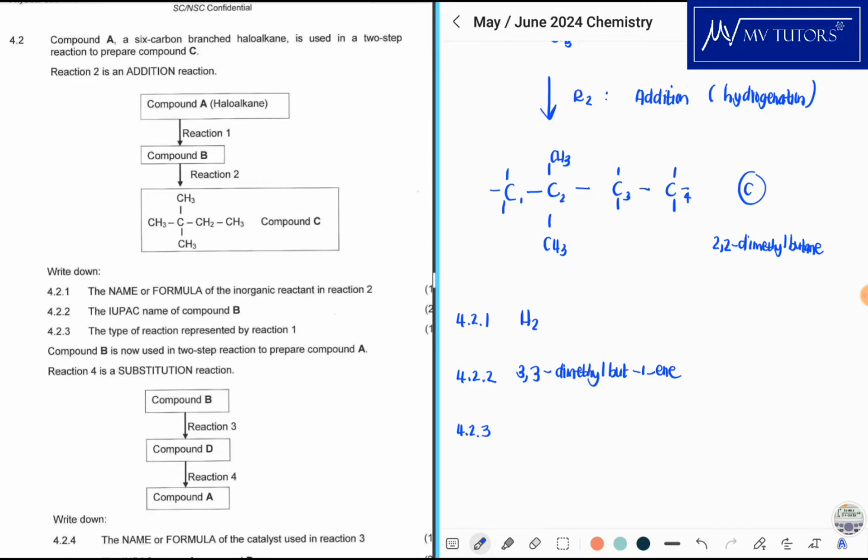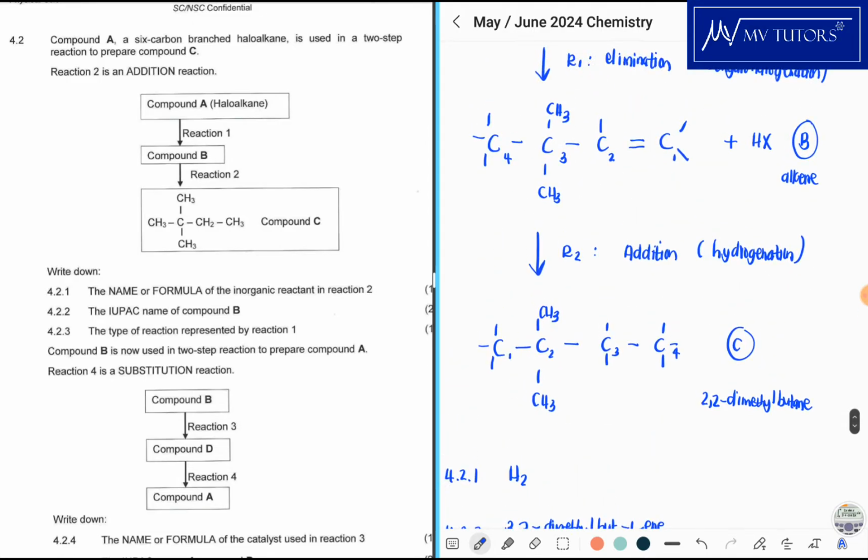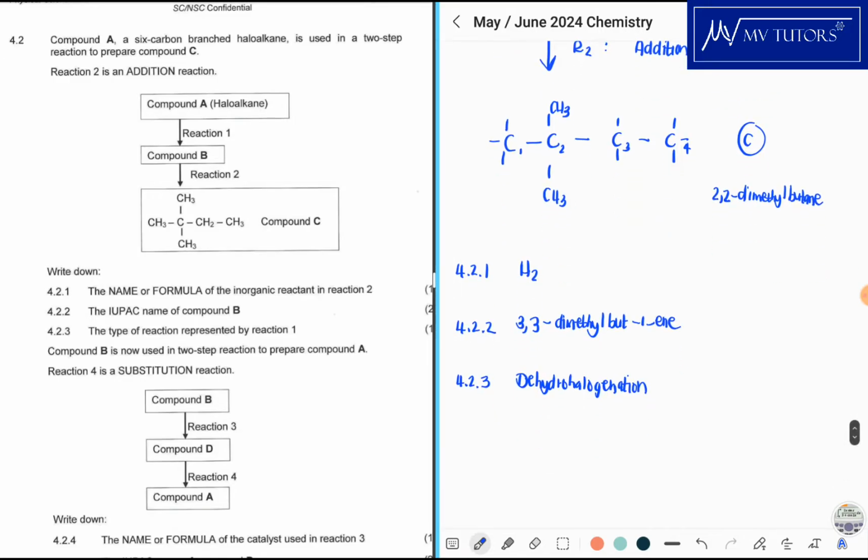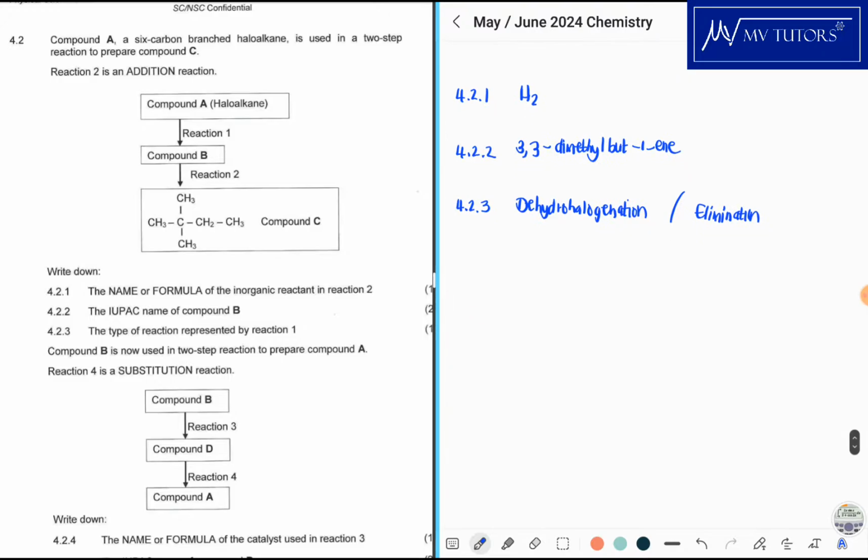Okay, and then 4.2.3. The type of reaction represented by reaction 1, that's an elimination reaction, but I'm going to go with dehydrohalogenation. Okay. Oh, you could have said elimination reaction just to be safe. Elimination. All right. Now, compound B is now used in a two-step reaction to prepare compound A.